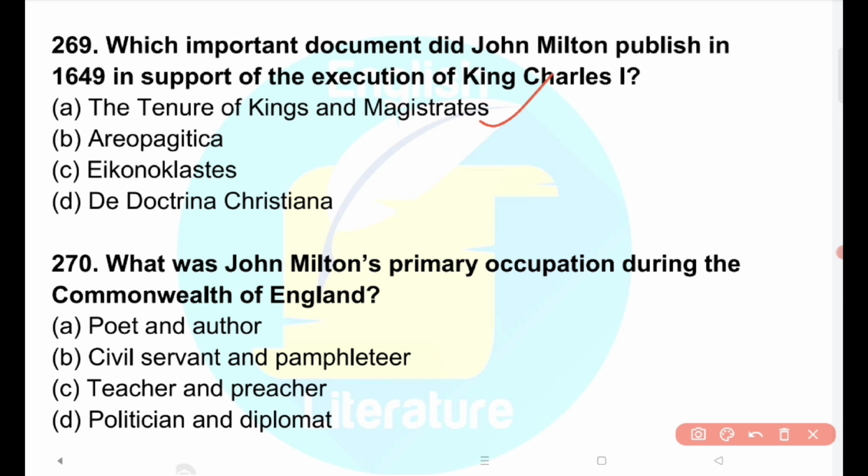What was John Milton's primary occupation during the Commonwealth of England? Option B, civil servant and pamphleteer. Milton was appointed as Latin secretary under Oliver Cromwell's government. His role was to handle foreign correspondence and write political pamphlets. He wrote propaganda supporting the Republican government.